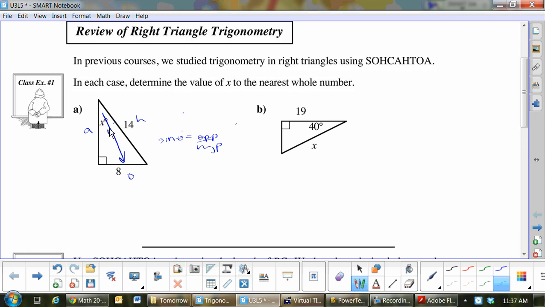Because there's 3 formulas to pick, I'm going to give you a mark if you pick the right one. And then I'm going to give you a mark if you substitute everything correctly. So this would be sine x equals 8 over 14. And I'd give you a mark for that. So 3 of your 4 marks are done without even picking up a calculator.